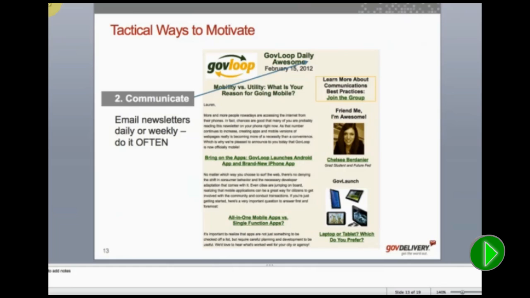The next one is, in terms of motivating people, communicate as much as you can. If you have a community where you only send out maybe an email once every couple of months, then people are not going to even really remember why they're part of your community, and that's not going to motivate them to feel like they're part of something that's worthwhile. At Govloop, if you're signed up, you probably get the daily awesome newsletter, and in that newsletter, there's a whole number of tactics that they use to motivate people. But the key here is to really remember you need to communicate frequently.